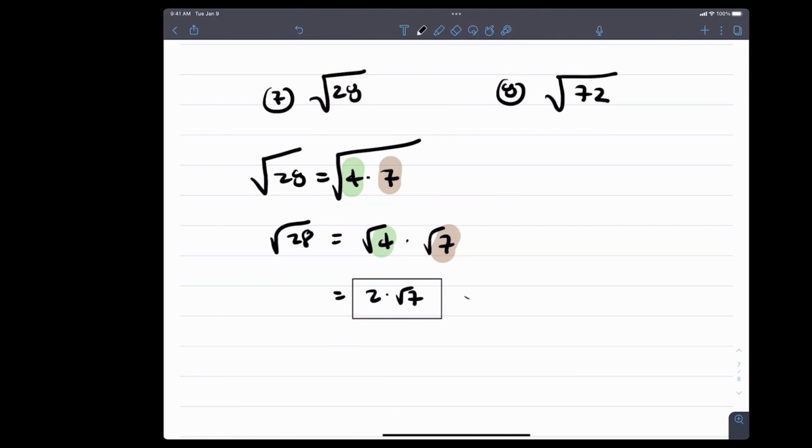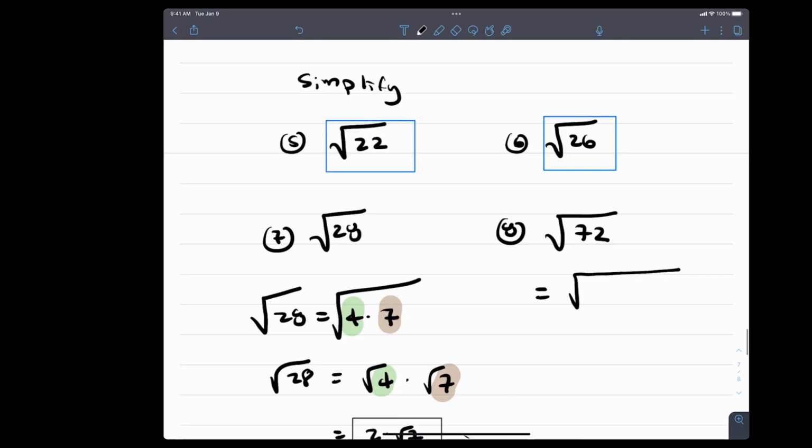$72. What happens here? Square root of... what's the largest perfect square that goes into 72? Think again. Largest perfect square. Anybody get it? Well, how would you do this process?